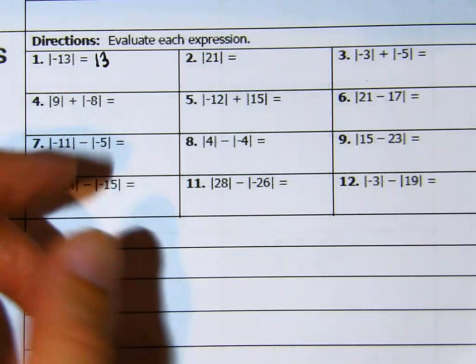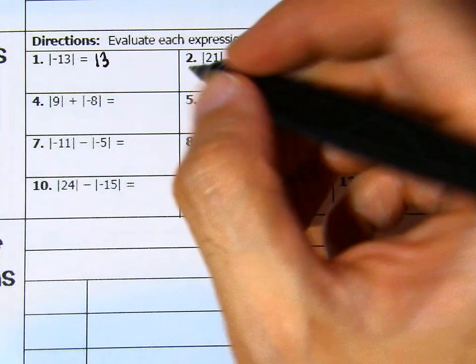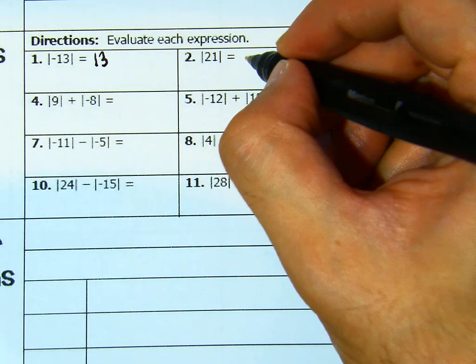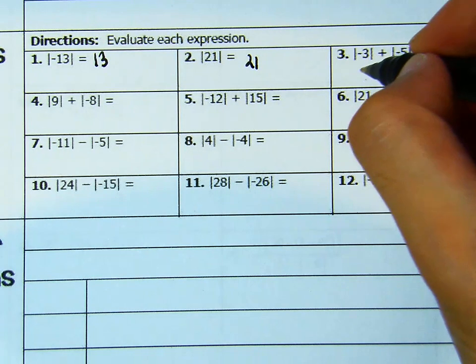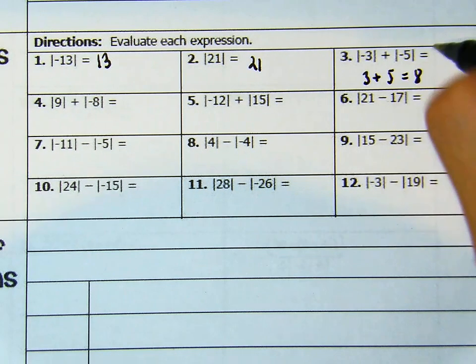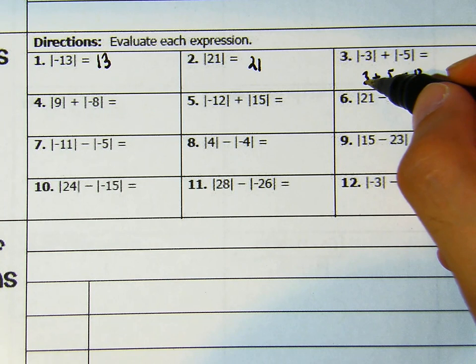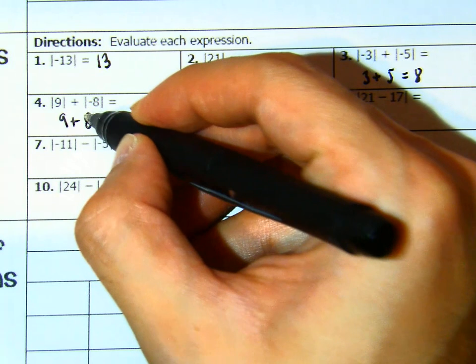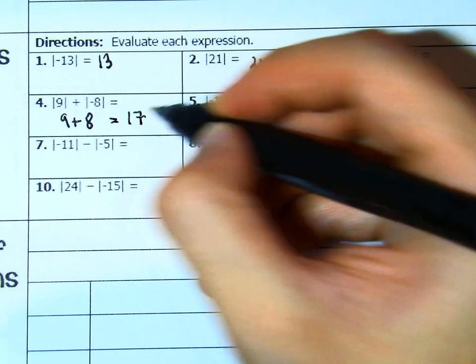And then you could check to see whether or not you got it right. Okay, so let's say you pause the video and now you want to check. This is just 21. This is 3 plus 5, which is 8, right? The absolute value of negative 3 is 3. Absolute value of negative 5 is 5. 3 plus 5 is 8. Okay, this just becomes 9 plus 8, which is 17, right?